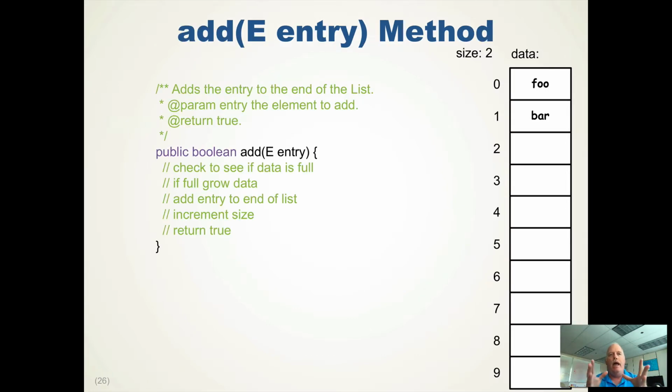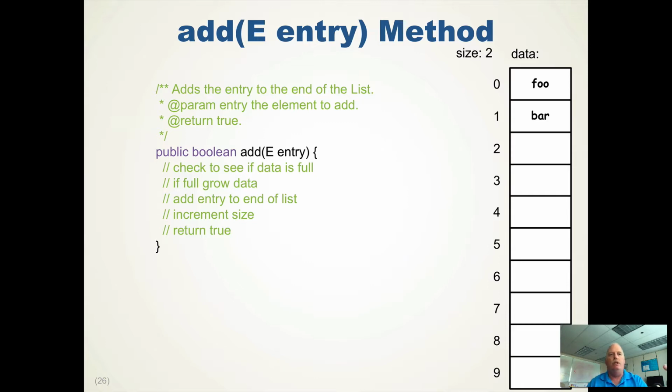So now we want to add something to our list. The add method takes one parameter, entry, of type E, and adds it to the end of the list. So we've got to make sure, because our array could be full. We could have data size items. So let's say in this example, if we had 10 items, and we call add, what do we do? Well, we need to grow the array.